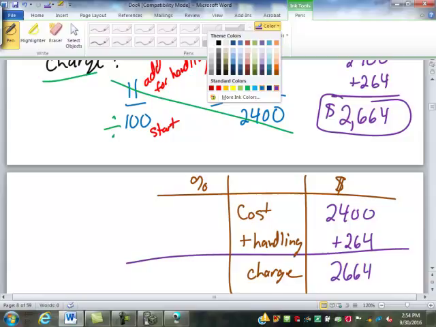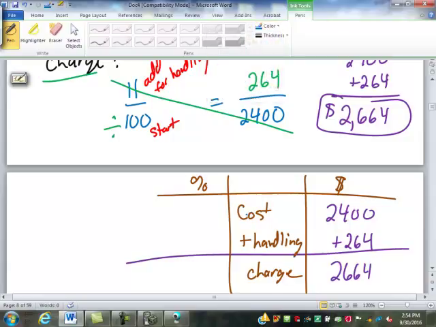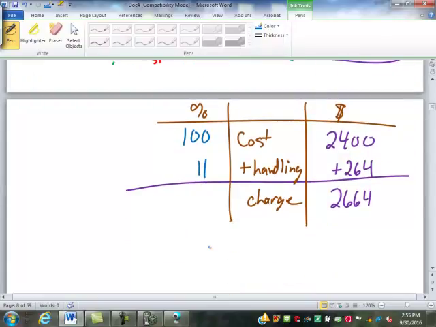So for the percents, the cost is the starting amount. That has to be 100%. The 11% is the handling. Is the charge going to be 89? Careful. This time it's not going to be 100 minus 11. It's going to be plus. We're adding to this. This is a percent increase problem. We're adding to an original amount. So we have the full 100% plus an additional 11%. We're going to charge 111%.